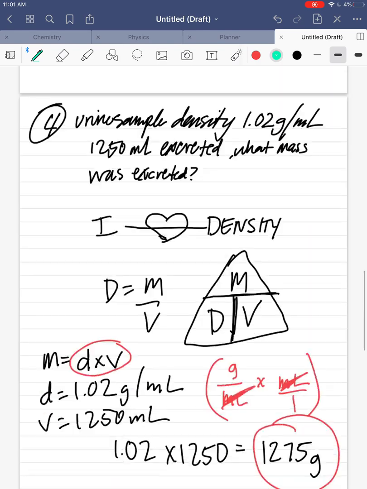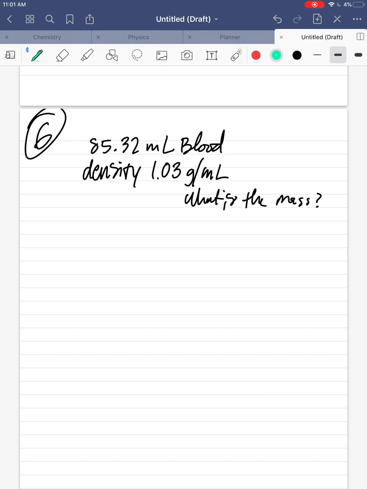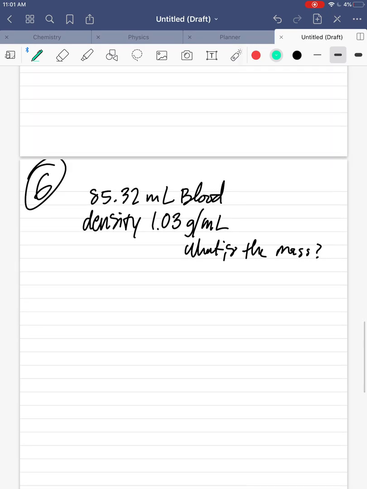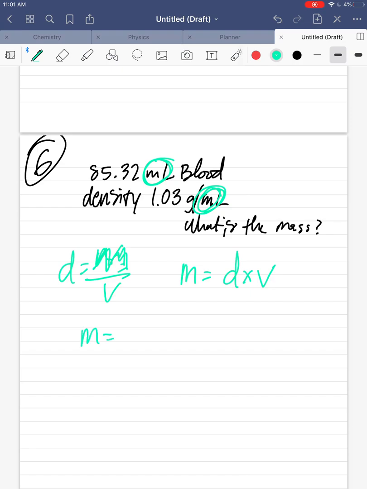All right, number 6. Moving on. Okay. 85.32 milliliters of blood. The density is, okay, so this is just like number 4, I think. So we know that density is equal to mass divided by volume. Mass is equal to density times volume. So our volume is 85.32 milliliters. Now we're checking to make sure that the units match. It does, so we don't have to change anything. So mass is equal to the density of 1.03 times 85.32.